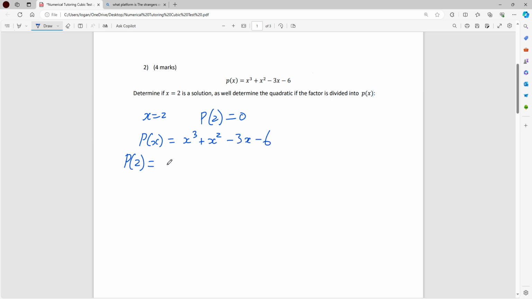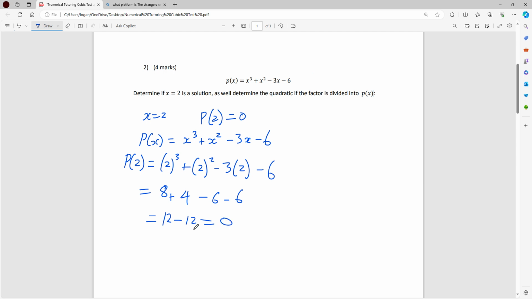So P of 2 will be 2 cubed plus 2 squared minus 3 times 2 minus 6. This first bit's going to be 8, then this is going to be 4, this is going to be minus 6, and this is going to be minus 6. This front bit is going to be positive 12, and this back bit will be minus 12. So you can see straight away you get 0. So that is verified, so that means you've answered the first bit. So all of this working here is probably worth 2 marks, okay?